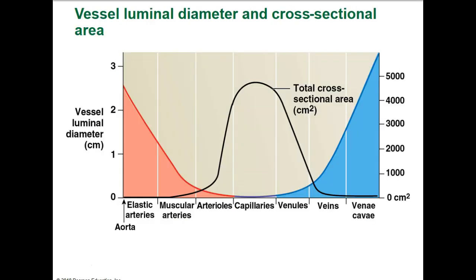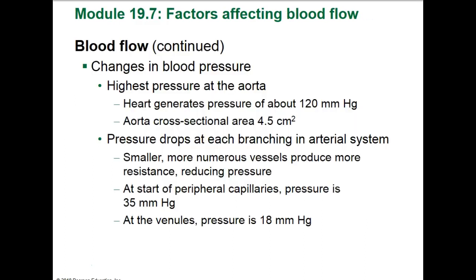So this graphic shows how the luminal diameter changes as you go from the large arteries all the way to capillaries, then to the large veins. So obviously along all this we have changes in blood pressure. The highest pressure is at the aorta. The heart generates pressure of about 120 millimeters of mercury, and the aortic cross-sectional area is 4.5 square centimeters.